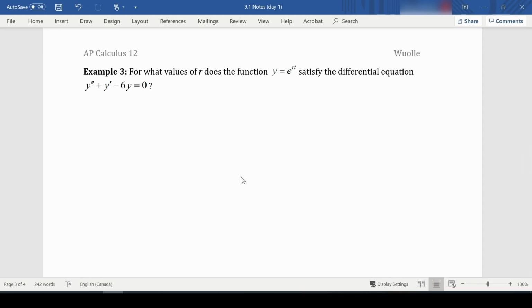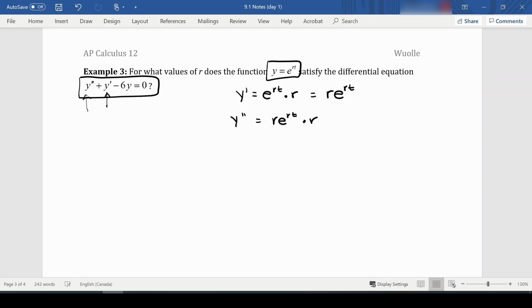Next one, for what values of r does this function satisfy the differential equation given? So we see we have a y prime and a y double prime in this differential equation. So we're going to need to figure out what y prime and y double prime are, plug them in, and figure out what r would have to be to make this all work. So y prime would be e to the rt times r, or re to the rt. Y double prime would be re to the rt times r, or r squared e to the rt.